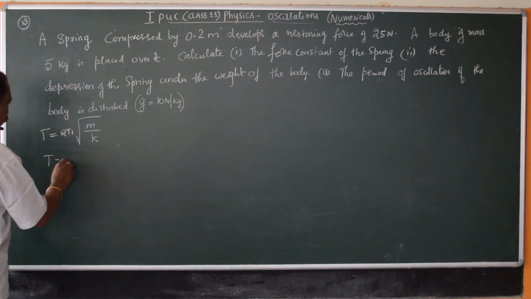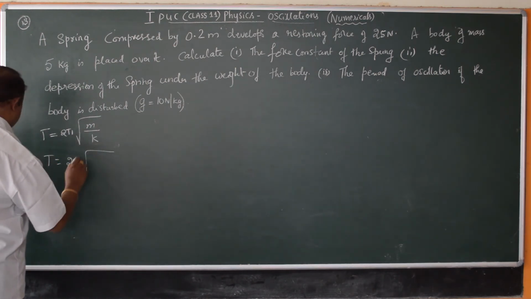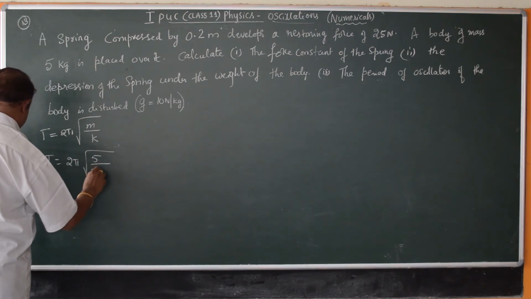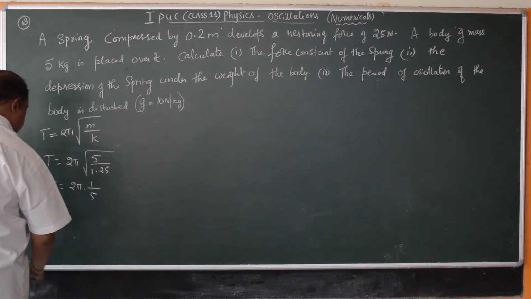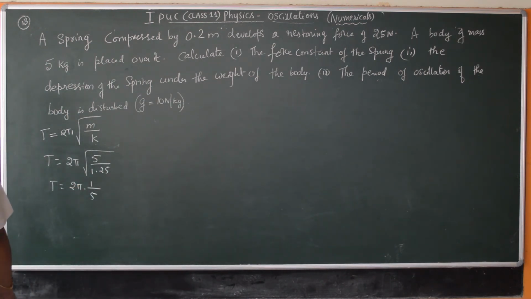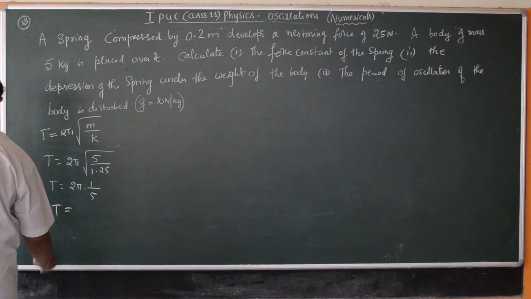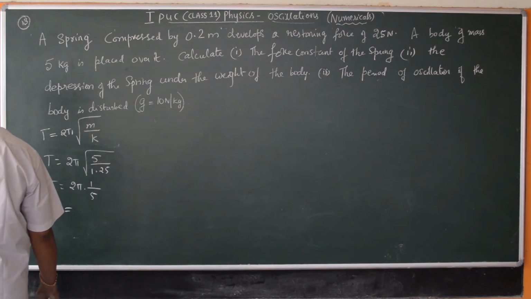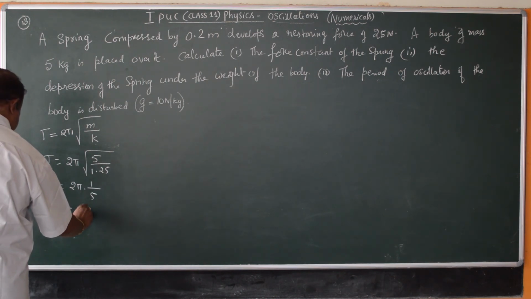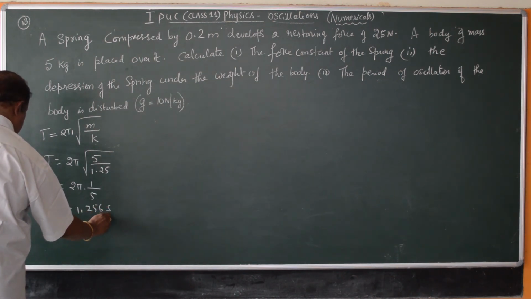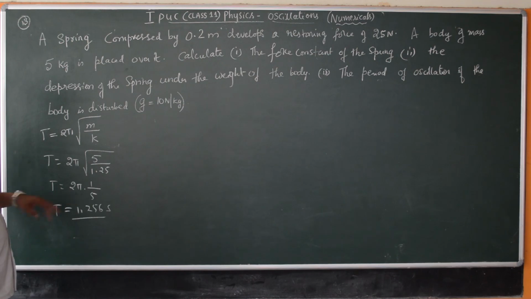So putting the values, 2 pi into root of 5 kg mass divided by 1.25 spring constant. So T is equal to 2 pi into 1 by 5. Therefore, the final answer of T is around 1.256 seconds. 2 into 3.14 divided by 5.